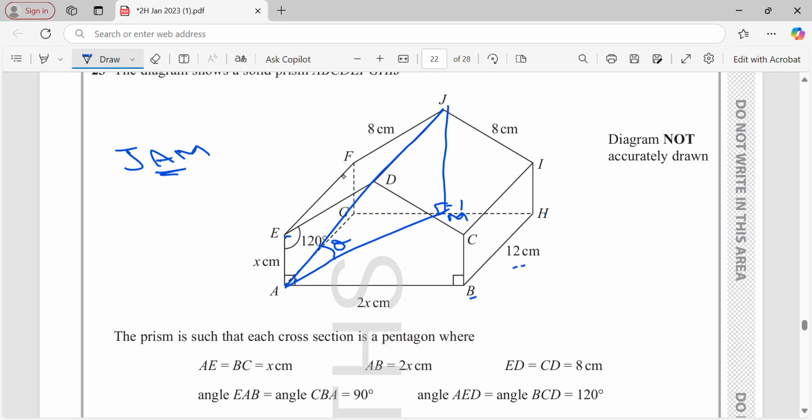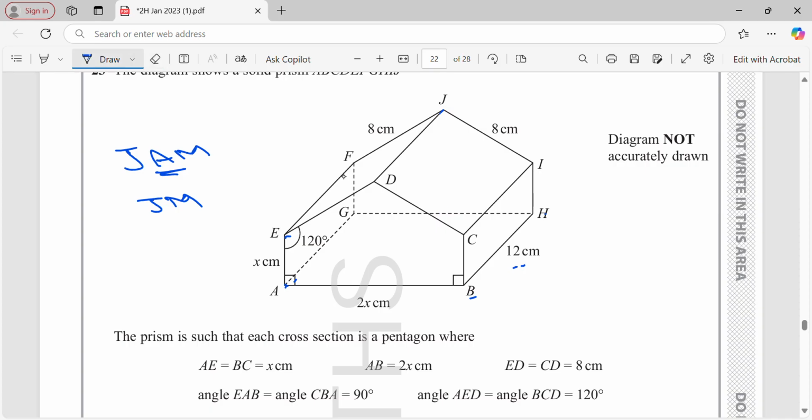For that, I should know what JM is, and I also should know what AM is, or AJ. AM I can figure out, because it's a diagonal of the rectangular base ABHG, or GH. So I can find out this diagonal length. This vertical height I have to figure out. How do I find it? Let me erase it, and let's look at the cross-section part.